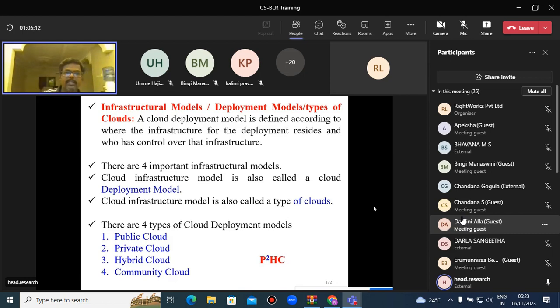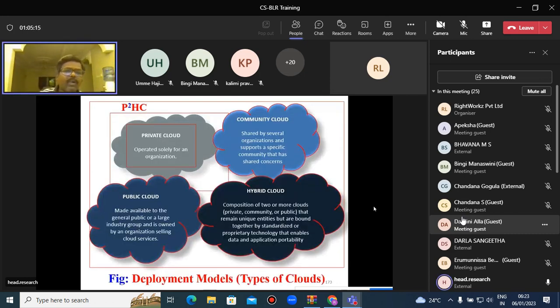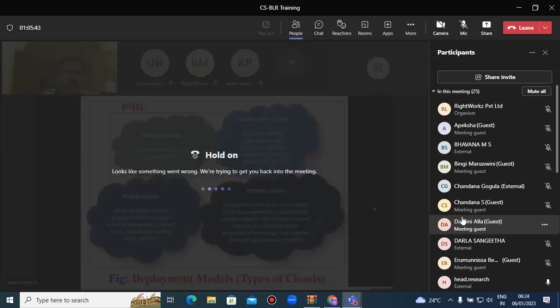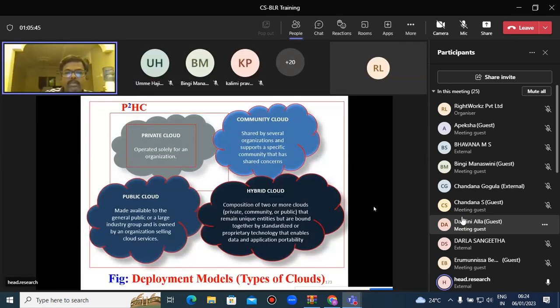Listen carefully. Public cloud means everybody can access the public cloud, such as government clouds we are using. It is made available to the general public or a large industry group. This is called public cloud.